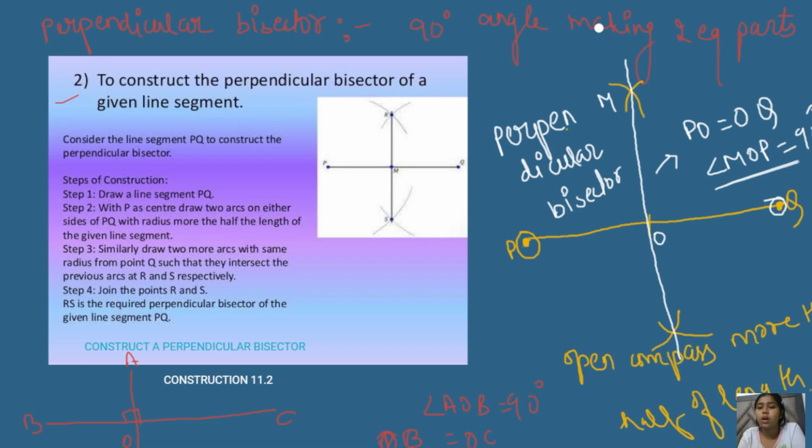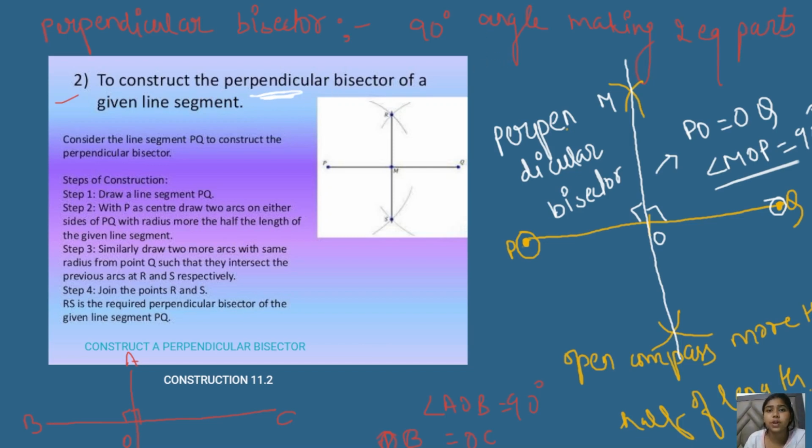constructing this. Just draw a line segment, put the pointer at one end of the line segment, open the compass more than half of the length and draw the arc on both sides of the line segment. Again repeat the same procedure by pointing the pointer on Q. Then draw the other two arcs. Where the two arcs meet each other, you just have to join these two points and your perpendicular bisector will be created.